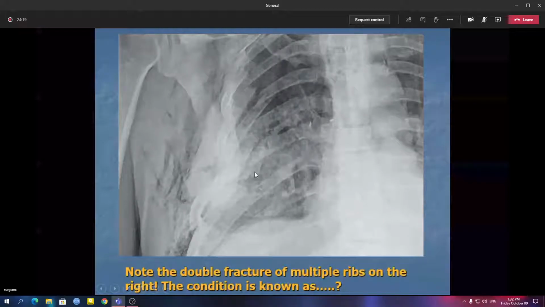This is a flail zone. This is one fracture. This is another fracture. So there are multiple ribs fractured, and a number of ribs are having 2 or more fractures. Here at least 2 fractures are there. Okay, am I clear? Hello? Yes, sir. Okay. So to become a flail chest, you have to have multiple fractures on a single rib or in a number of ribs.